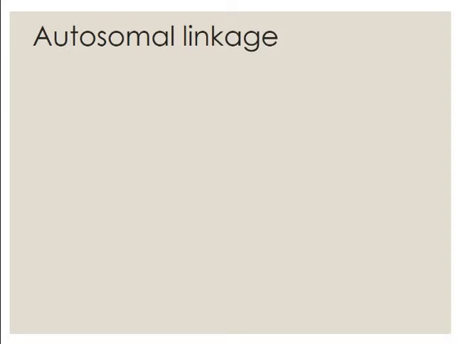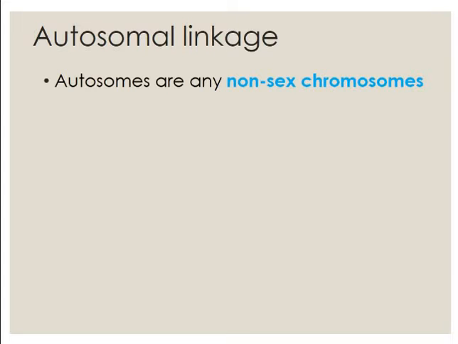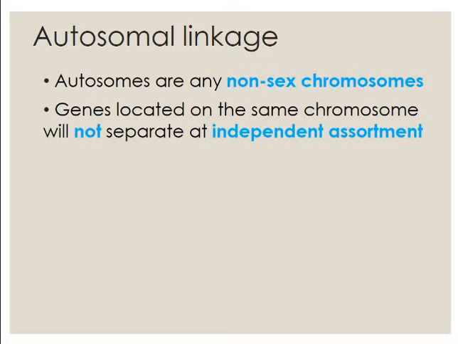Now, this concept that I would like you to think about is called autosomal linkage. Autosomes are any chromosomes that are the non-sex chromosomes. So any pair except that last 23rd pair, the X and the Y. Any other chromosome is called an autosome. Genes that are located on the same exact chromosome, you will not be able to separate during independent assortment in meiosis, which I will show you a diagram of in a minute.